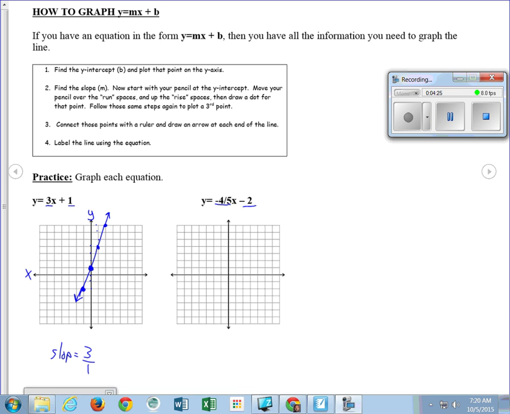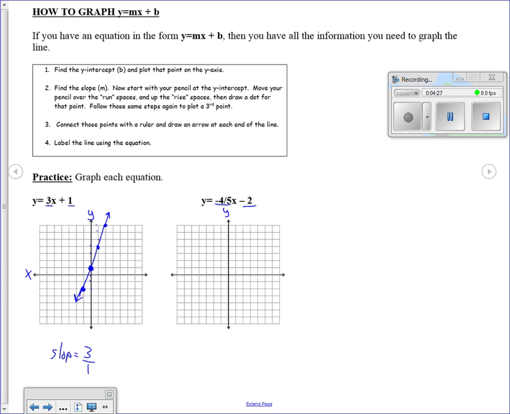So I'm going to go down to negative 2 on the y-axis and put a dot. Starting at that dot, my slope is 4 over 5. It's negative. So I'm going to rise 4. 1, 2, 3, 4, and run 5. Okay. Now, when we're graphing, we have a negative slope. So our line needs to be a negative line.